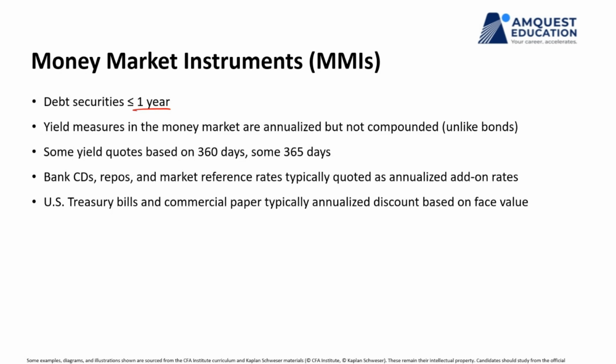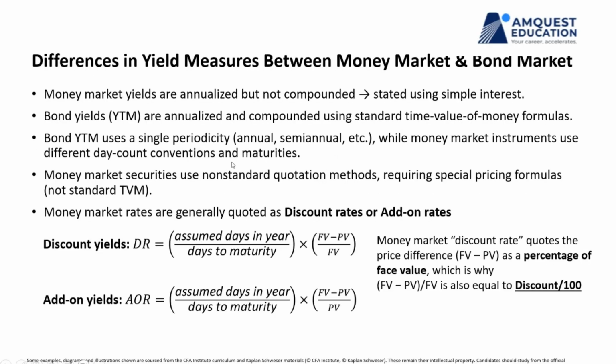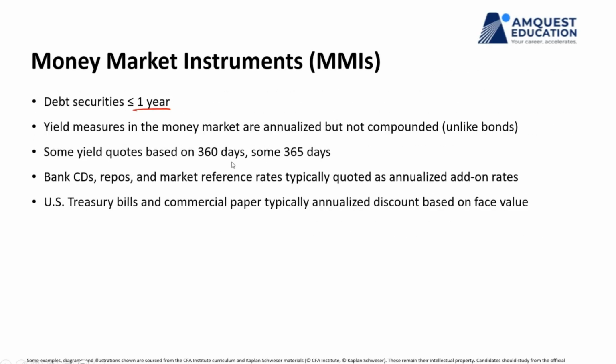how do you convert these, right? So you'll have to convert money market yields into discount yields, add-on yields. There are different types of yields even for money market instruments, right? So we need to cover that part as well. Some yields quote based on 360 days and some on the 365-day parameter.